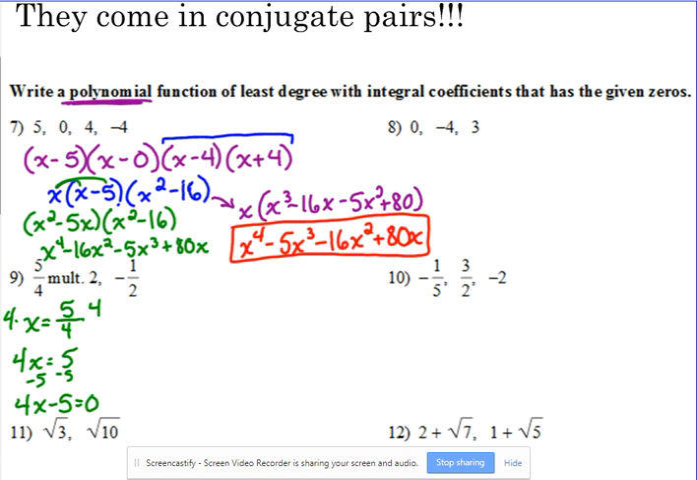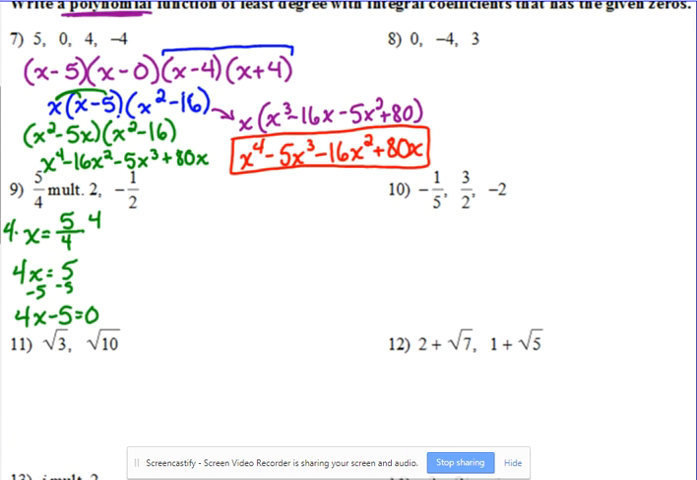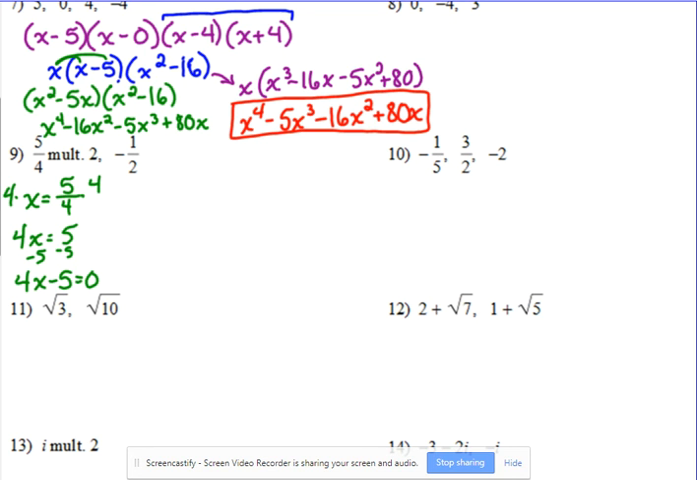4x minus 5 is the linear factor that gives us an answer of 5 over 4. Everybody see how I did? Multiply by the denominator, subtract that over to get it equal to 0.